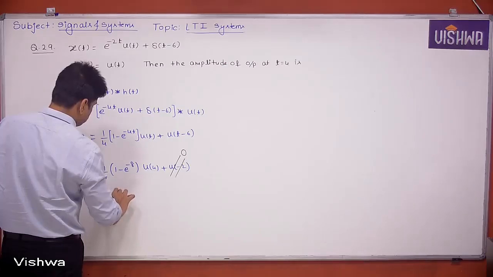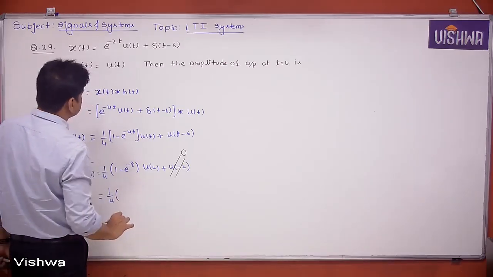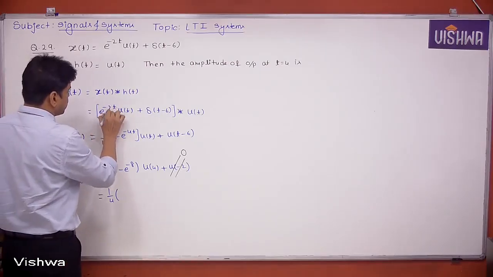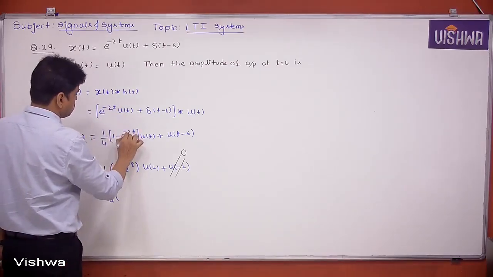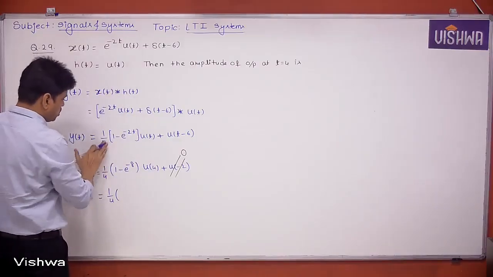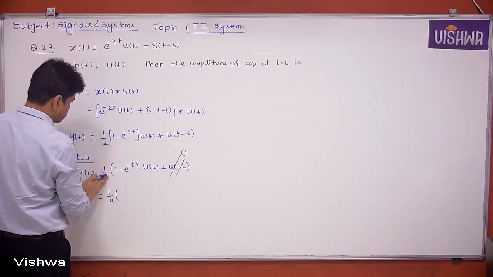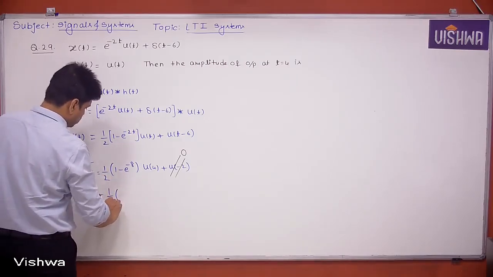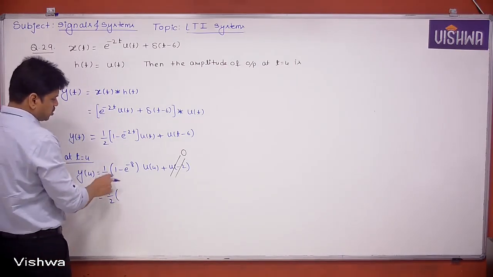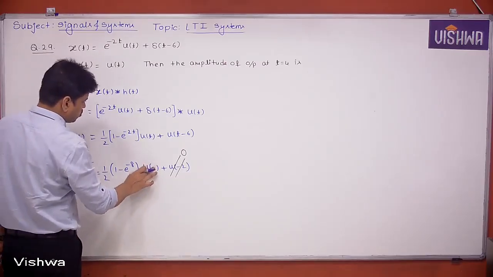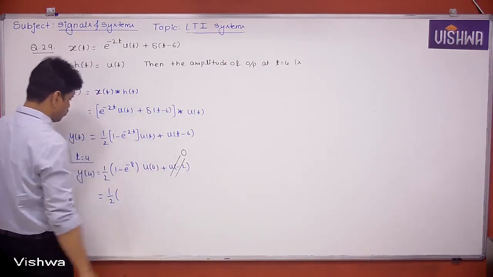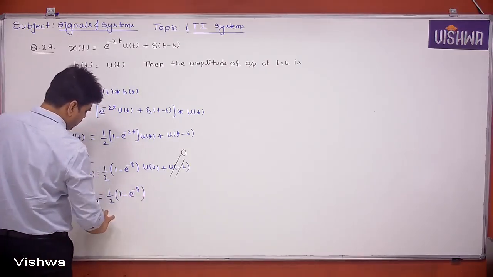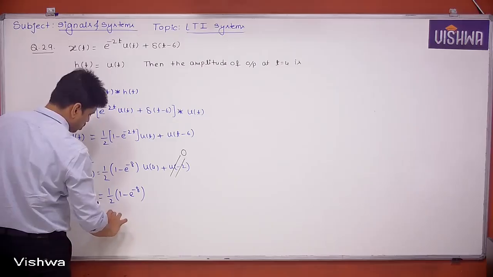1 by 4 into, sorry, actually this is minus 2, sorry, please, it is given as e power minus 2t, so this is going to be 1 by 2. Please make the change. This is 1 by 2 and this is u of 4. So this is going to be 1 minus e power minus 8.